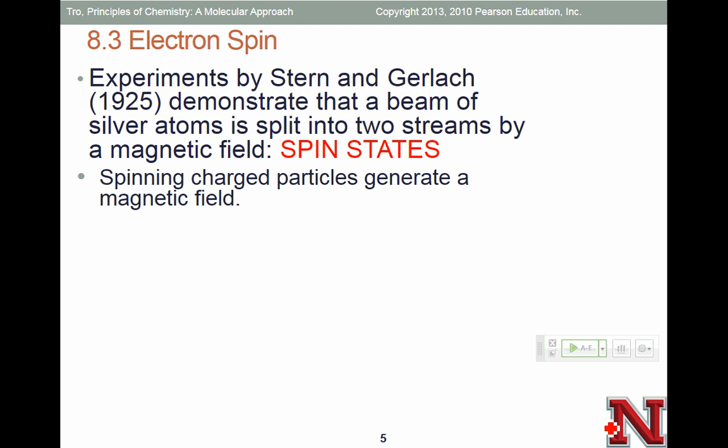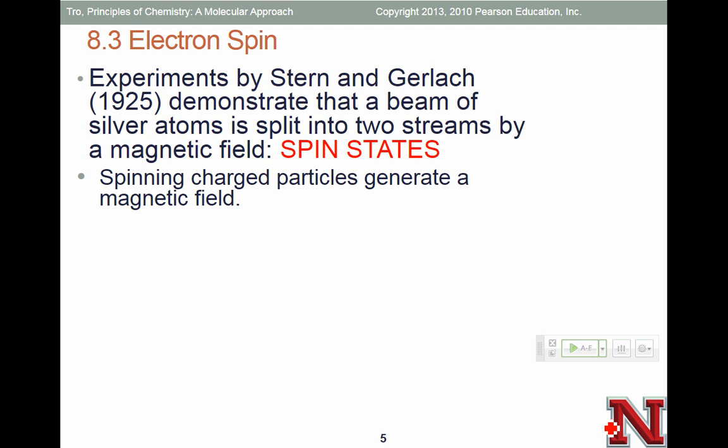So first off, let's talk about MS, or our spin states. Now this was done experimentally. In 1925, Stern and Gerlach demonstrated that if you took a beam of silver atoms, it's going to split into two streams if you put it in the presence of a magnetic field. So we termed that spin states.